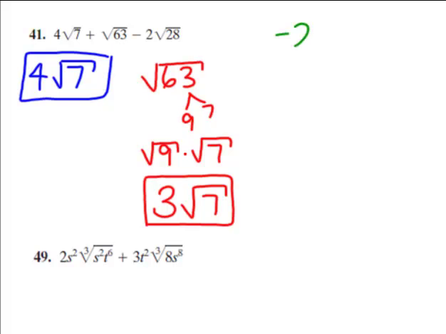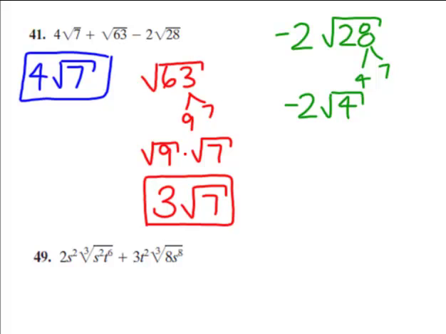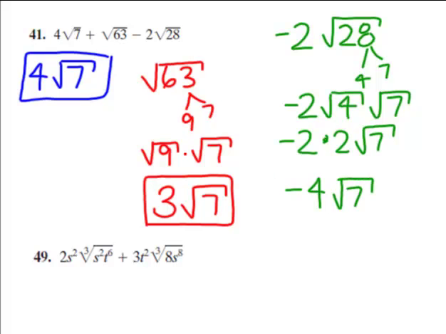So we have negative 2 root 28. And if you're thinking about perfect squares, think about the biggest one that goes into it, and that would be 4. And 4 goes into 28 7 times. So we can write this as negative 2 times the square root of 4 times the square root of 7. And we know the square root of 4 is just 2, times root 7. So we get negative 4 root 7.